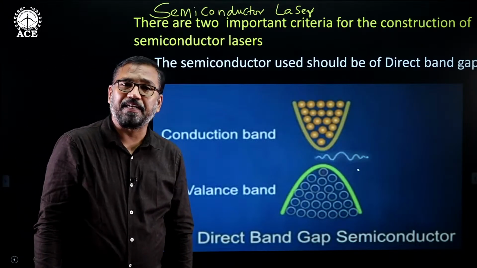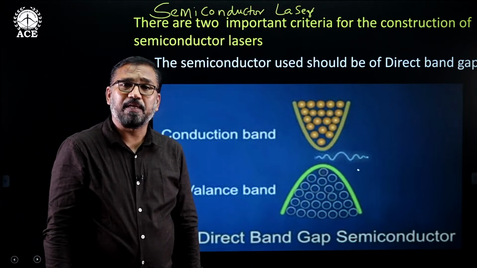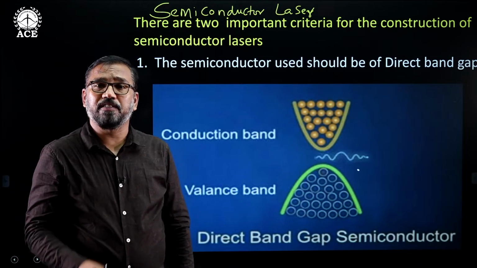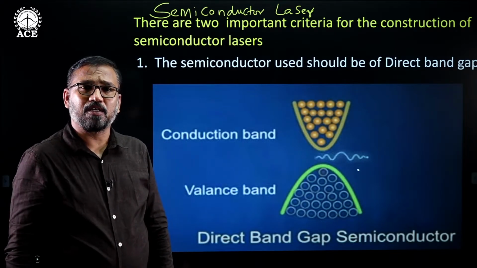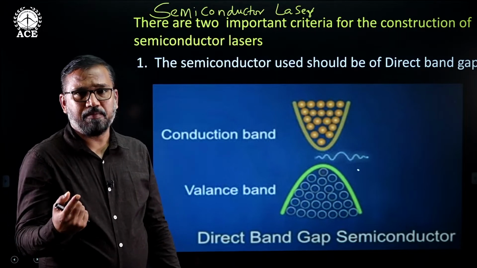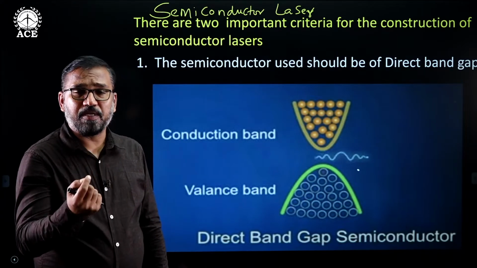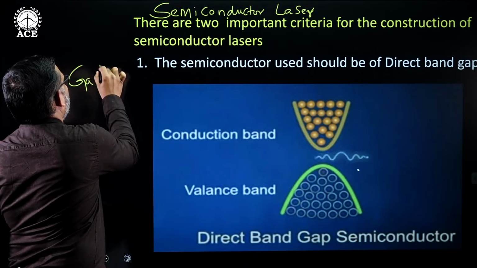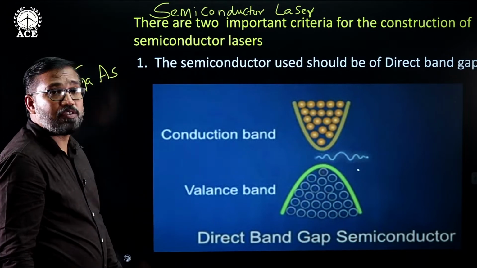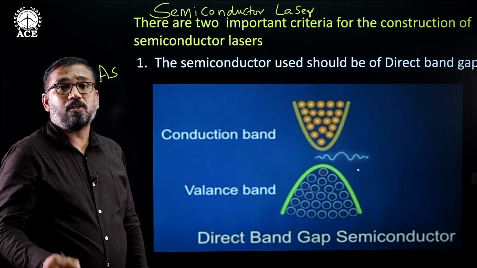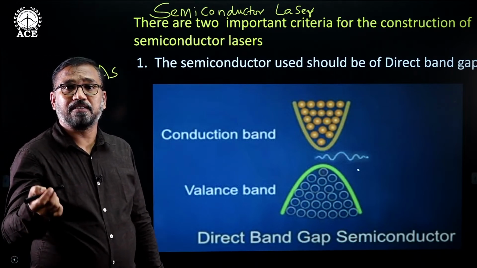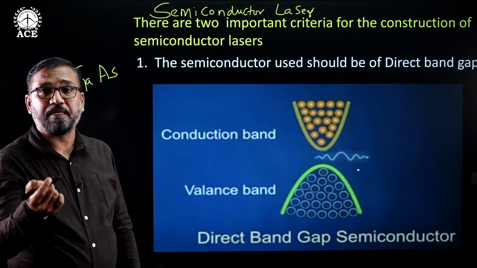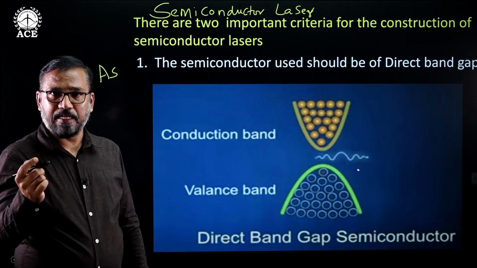There are two important criteria to construct a semiconductor diode laser. We can't use every semiconductor. Students, what semiconductors do you know? Germanium, silicon. But one more semiconductor we have is gallium arsenide. That is one more semiconductor. We can't use just any semiconductor for the construction of a semiconductor laser. We can't use germanium and silicon diodes for the laser diode.